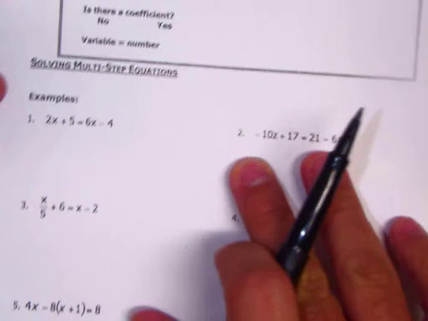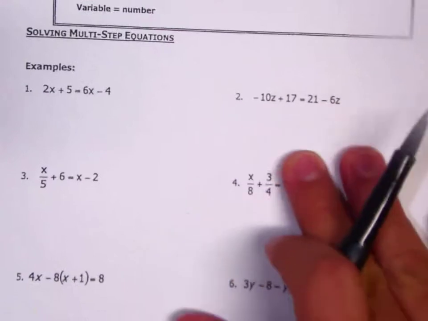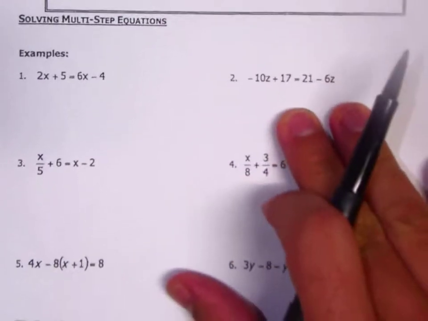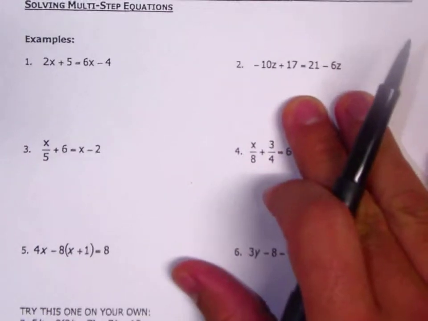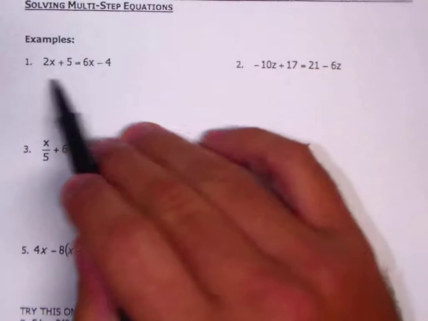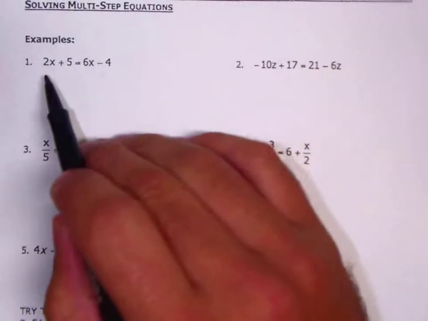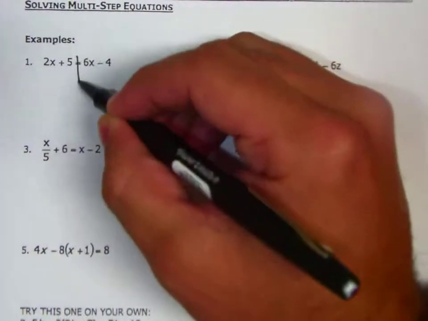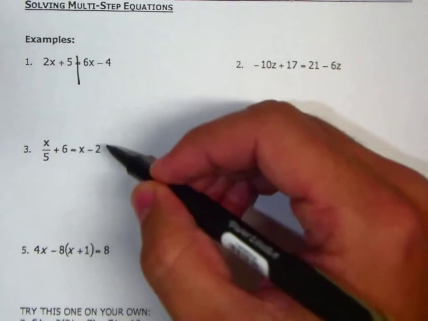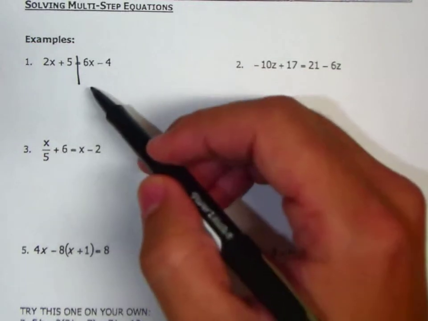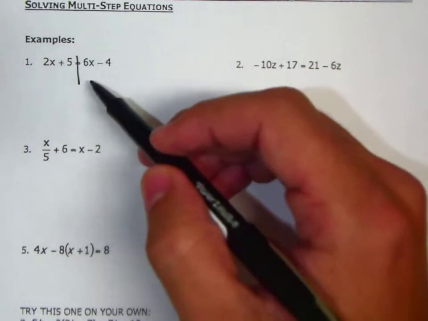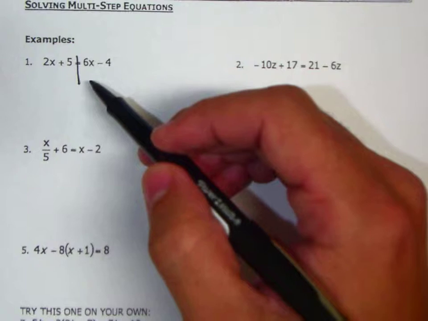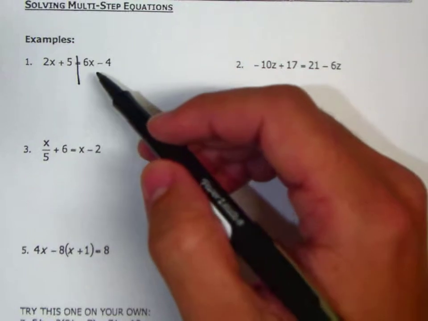So we look at these examples here, and as we look at the first problem, you'll see what we mean by variables on both sides. Notice how we have the 2x here and the 6x here. If we separate the problem with the equal sign like that, you'll see you have x's on both sides. The first thing you want to do is try to get the x's on the same side.